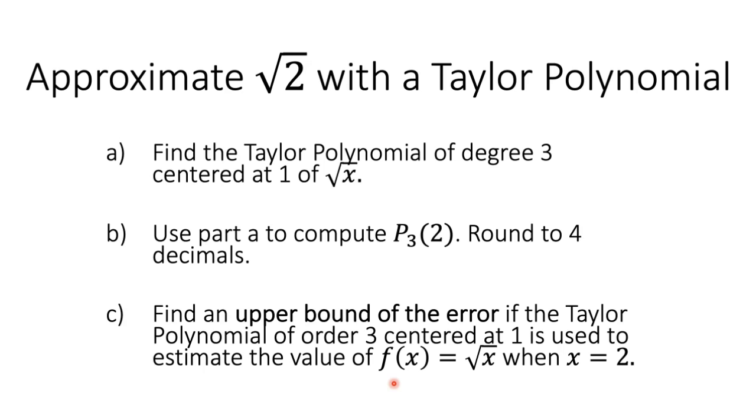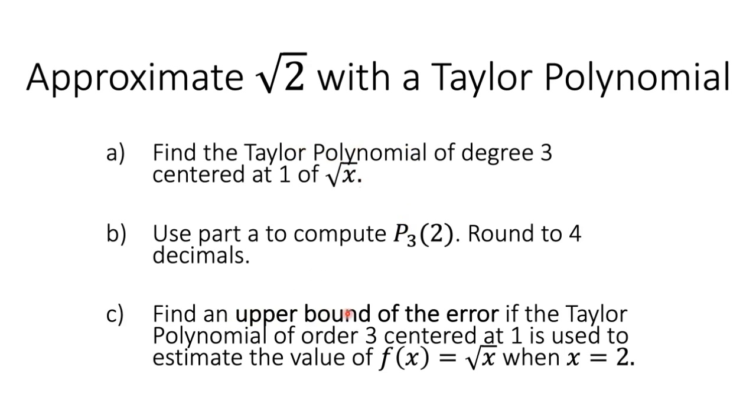Everybody. In this video, I'm going to show you how to approximate the square root of 2 with a Taylor polynomial. We'll be doing three things: finding the Taylor polynomial of degree 3 centered at 1 of the function the square root of x. We're going to use that answer to compute the value at 2 of that Taylor polynomial.